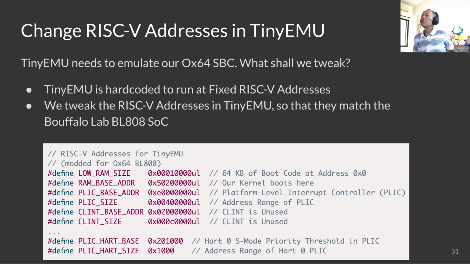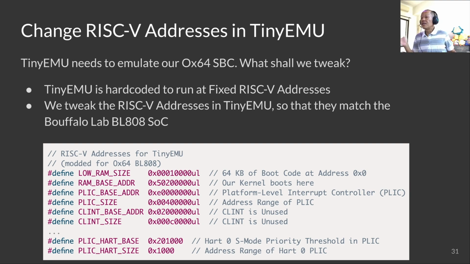First thing we tweak in TinyEMU, the system memory map for Ox64 SBC. TinyEMU is hard-coded to run at fixed RISC-V addresses. Thus, we change these addresses to match the Bouffalo Lab BL808 SoC. This part looks similar to the earlier slides, but instead of tweaking NuttX to run on TinyEMU, now we tweak TinyEMU to run NuttX. See the difference?